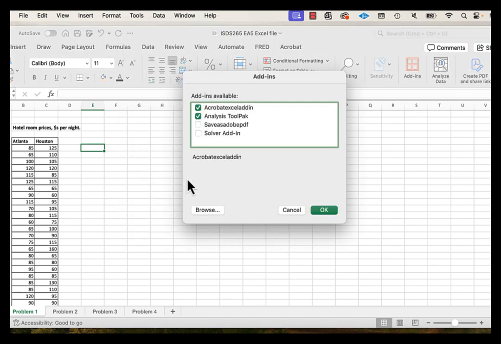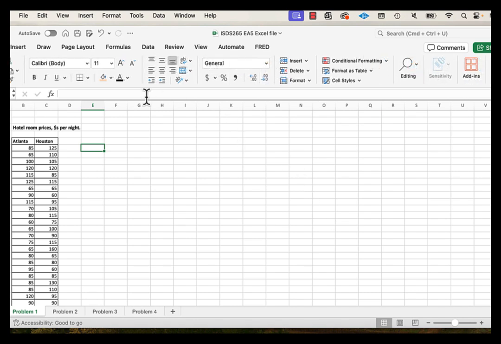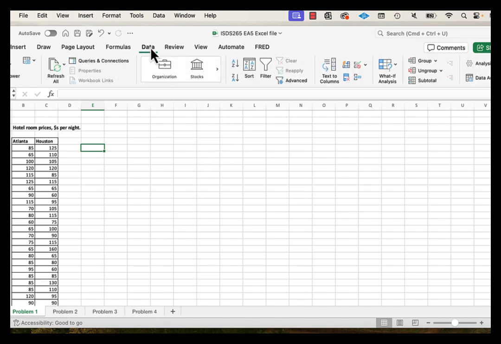And if you click on that, you probably don't have Save as Adobe. You should have Analysis Tool Pack and probably Solver add-in. You want to make sure that the Analysis Tool Pack is checked. So check that, click OK. And now if you're down in the lower Excel menu and you go to Data, you should see over on the far right side, Data Analysis.